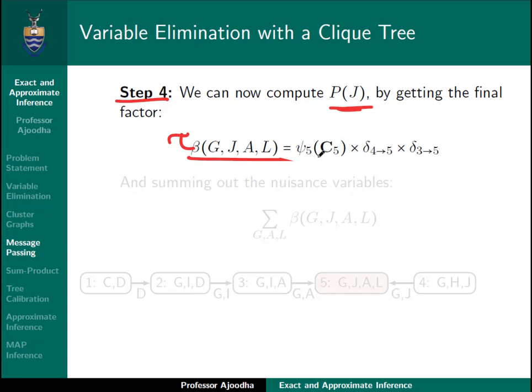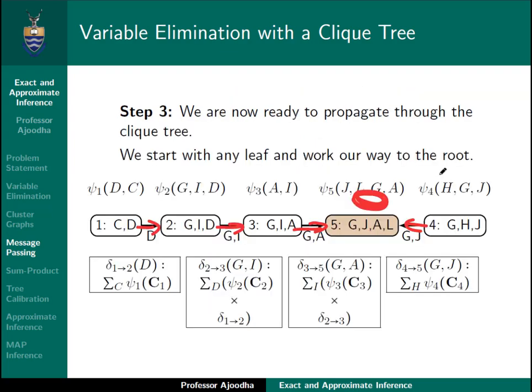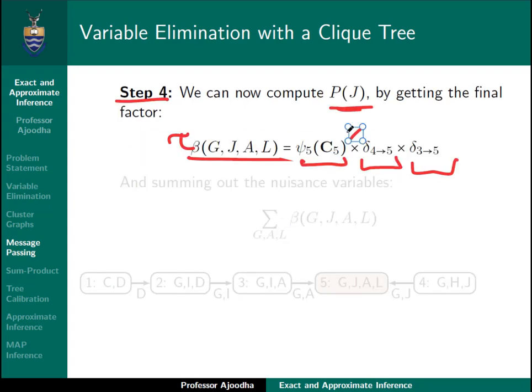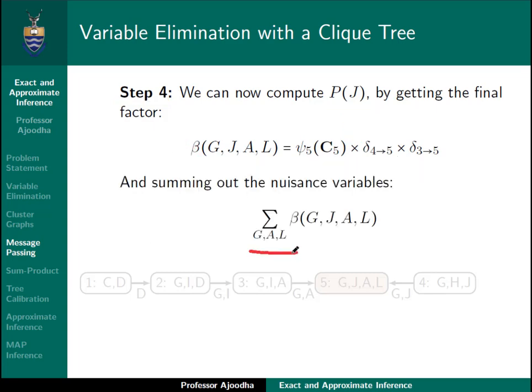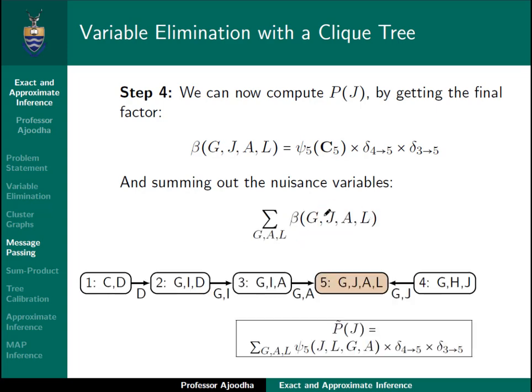It's going to have a big scope because you're taking the initial potential of 5, and you're taking the message from 4 to 5 and the message from 3 to 5. Remember these, this one here and this one here, and you're multiplying them together, and that now gives you a big scope. Then finally we need to sum out the nuisance variables because we're only interested in j. So we sum out G, A, and L, so we get rid of G, A, and L, and we're only left with Z, and we're done.